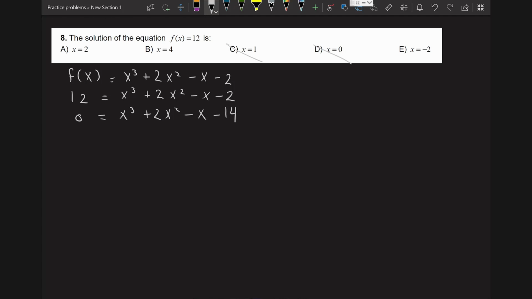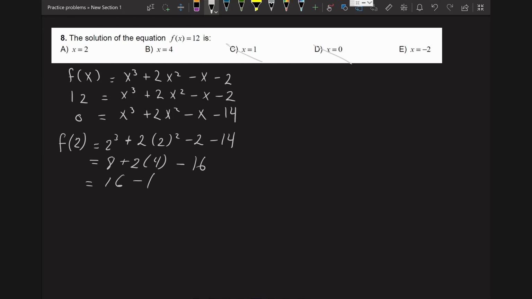So one way to go about this is to just sub in the rest of the answers. Let's just start with 2. So f of 2 would equal 2 cubed plus 2 times 2 squared minus 2 minus 14. That would equal 8 plus 2 times 4 minus 16, which is going to equal 16 minus 16, which is equal to 0. So right off, the answer is x is equal to 2.